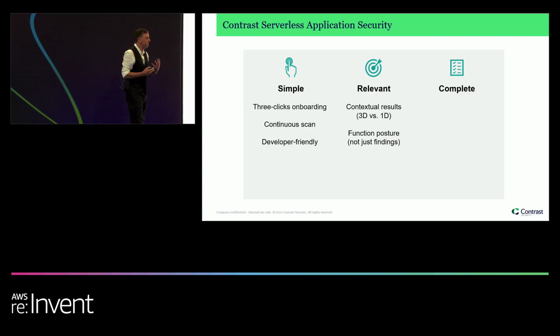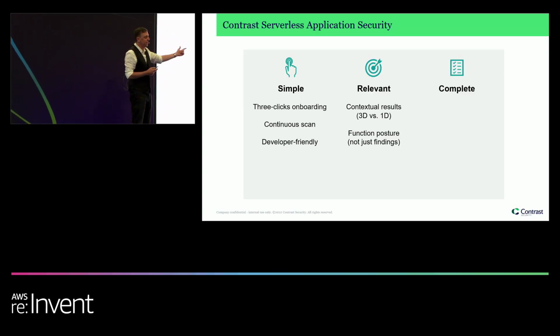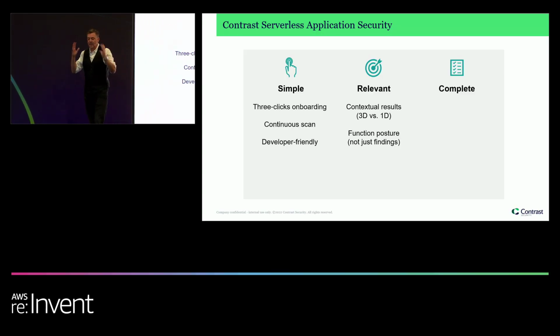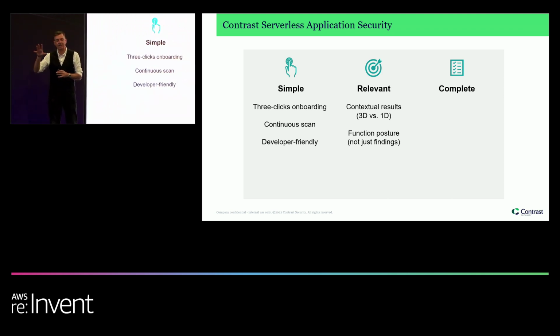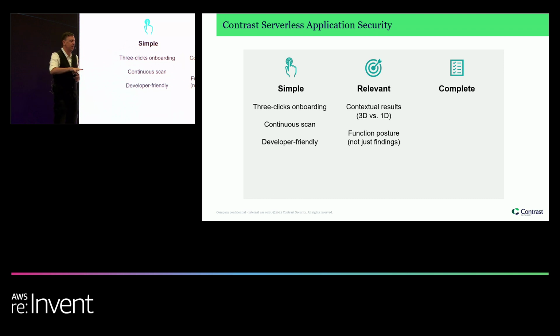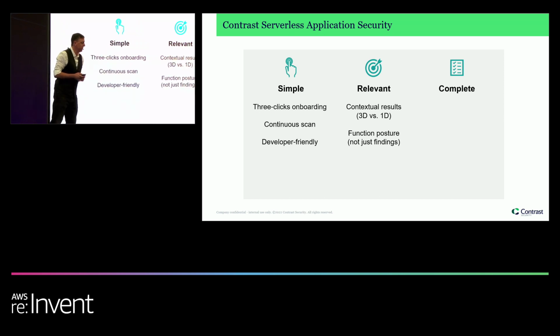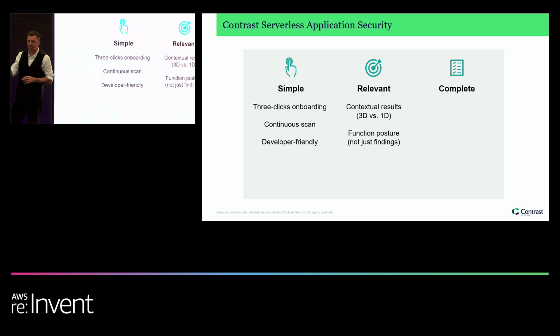The next one is to make this really relevant. How do we give you those contextual results? The thing that kills development teams is when they get this deluge of security things they need to look at that don't have context. By living inside the environment, we can give you the exact context, says here's the problem, here's why it's severe or not so severe, and here's how you can prioritize it, here's how you can attack it. And then this is really going to give you the posture, not just the findings.